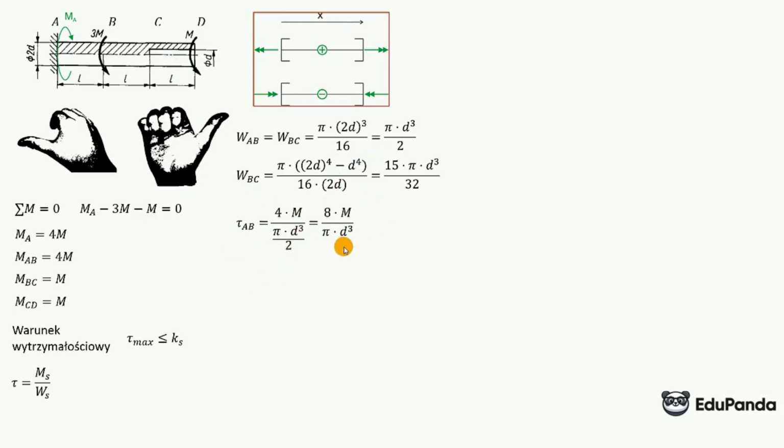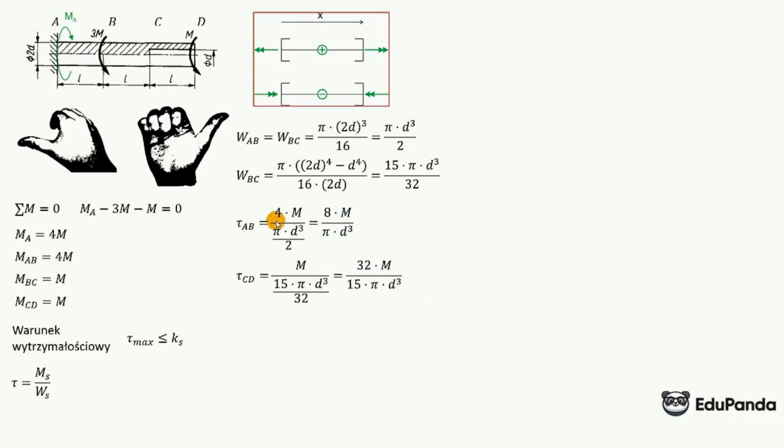Shear stresses on interval CD, moment on this interval, and torsional strength coefficient, 32 in the numerator. So we have 32/15, which is a bit over 2 here and 8 there. So actually the greater moment here decides. So our maximum stresses are the stresses from interval AB.